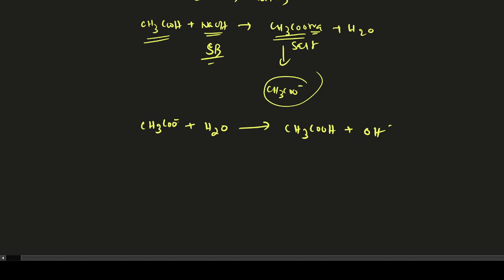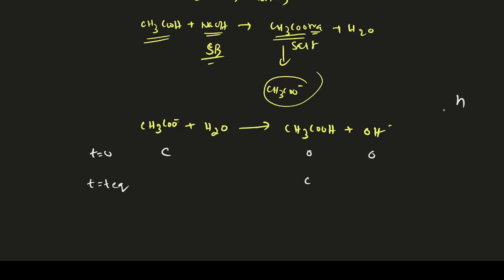Now at t equal to 0, let's say this is C molar, then 0 and 0, and at t equal to t equilibrium, for hydrolysis we take h, and for dissociation we take alpha. So in hydrolysis you take h, not alpha. So I will take this as C minus Ch, Ch, Ch.